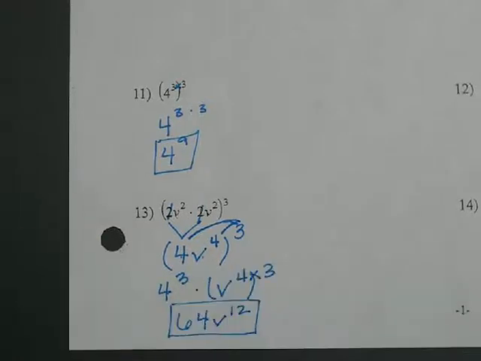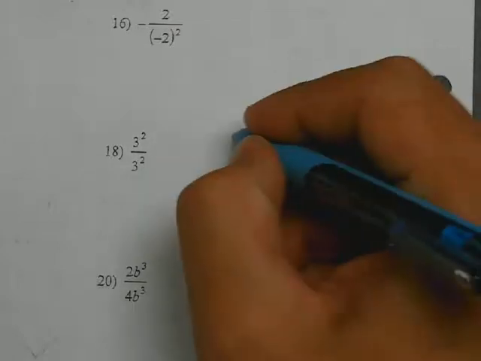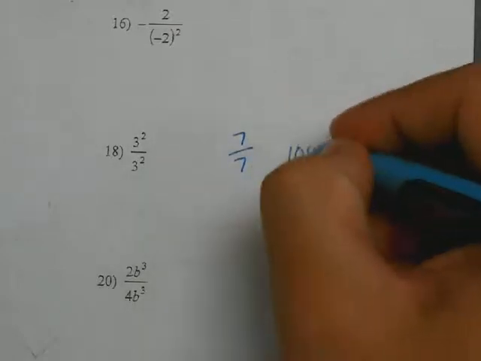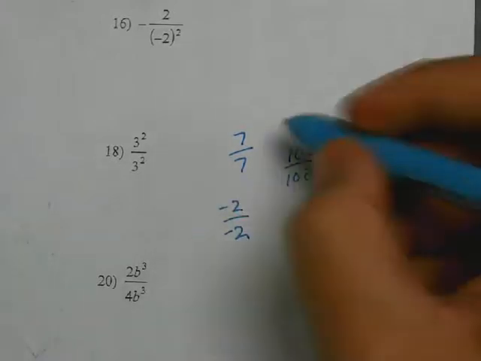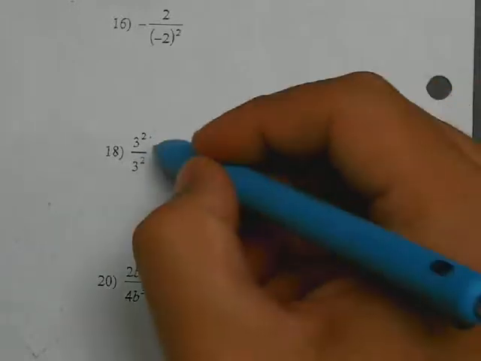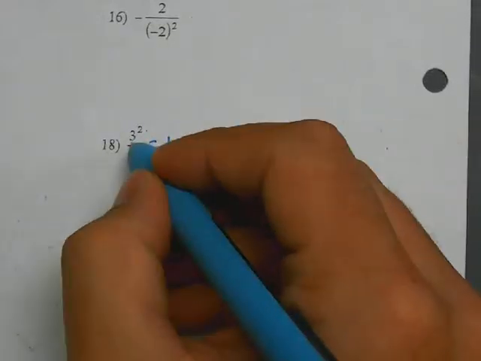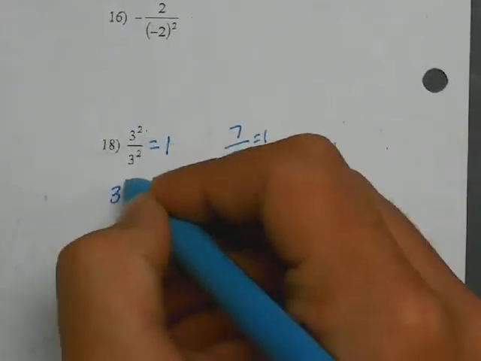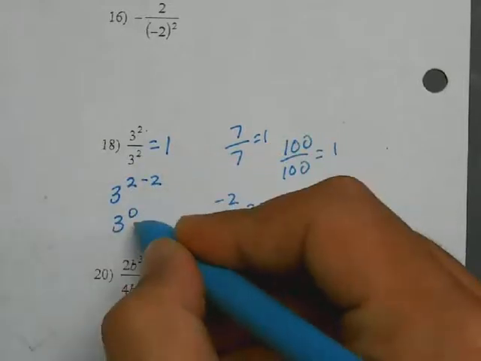Okay, let's look at some of these on the back. Let's look at number 18. Now notice with 18, it's the same thing on the top and the bottom. So if you remember, if I have 7 over 7, or 100 over 100, or negative 2 over negative 2, all these are equal to 1. Anytime you have the same thing in the numerator and the denominator, your answer is 1. But if you want to prove that, do what we taught you to do. Same bases with exponents, subtract. 3 to the 2 minus 2. 2 minus 2 is 0. Anything to the 0 power is 1.